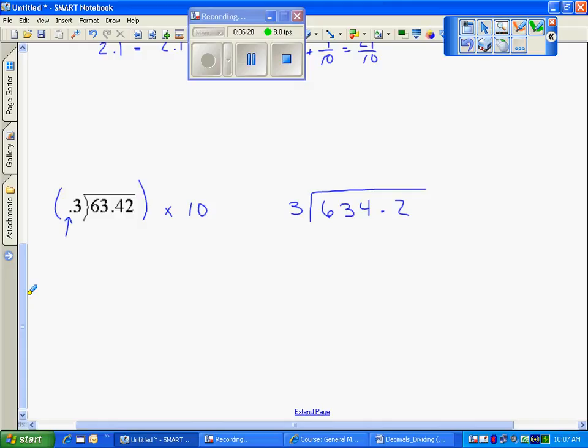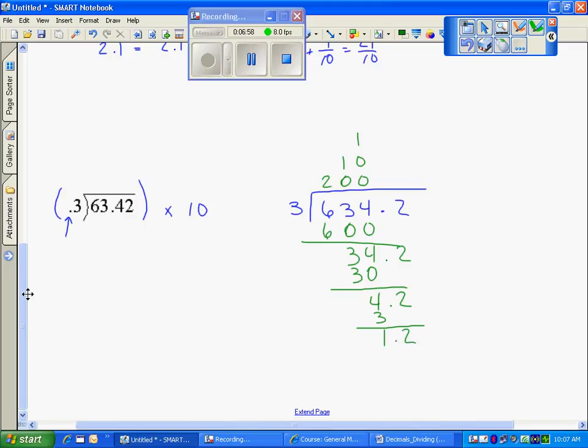So use my scaffolding division. I see 634. Well, I know that there are 200 3s in 600. 3 times 200 is 600. I've used 600 of those pieces. I have 34 and 2/10 remaining. Well, in the 34, I see that I have at least 10, which would amount for 30 of those pieces. I still have 4 and 2/10 remaining. Well, in the 4, I know there's at least one group of 3, and I have 1 and 2/10 remaining.